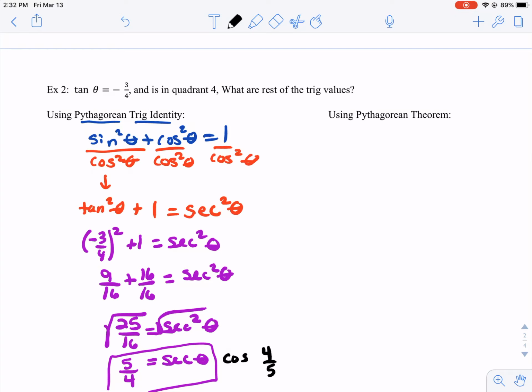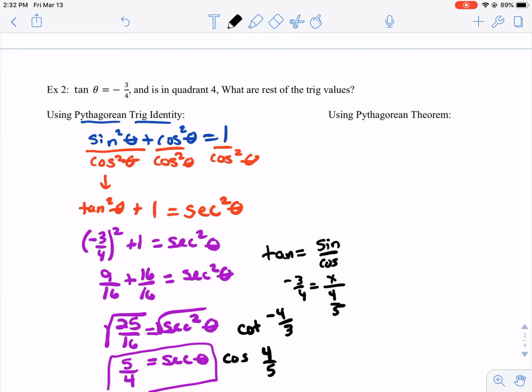The tangent we've got, so cotangent would have to be the flip of tan, so negative 4/3. Sine and cosecant are the ones that we're missing. Well, tangent is equal to sine divided by cosine. So my tan is negative 3/4, my sine is what I'm looking for, my cosine is 4/5.